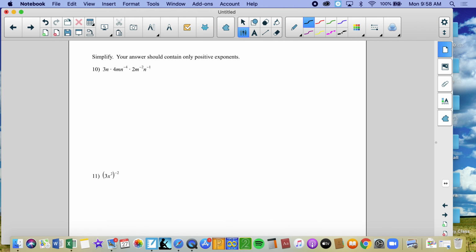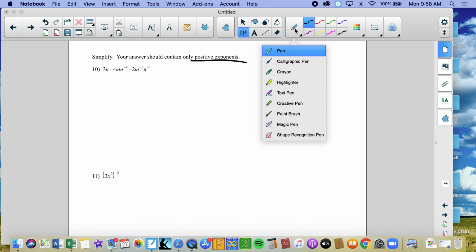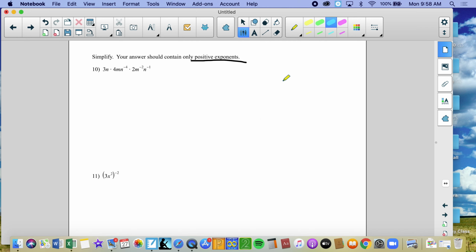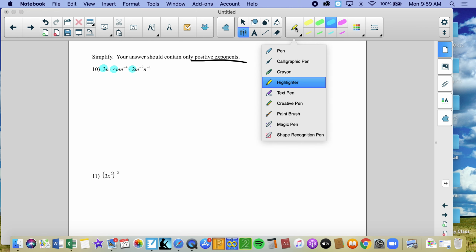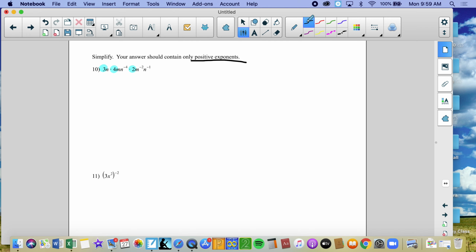Number 10, simplify. Your answers should contain only positive exponents. I love that. All right, so since everything is multiplying, that's 3 times n times 4 times m times n to the -4th times, so it's all multiplication across. I'm going to look at the coefficients first. So I have 3, 4, and 2. So 3 times 4 is 12, times 2 is 24.